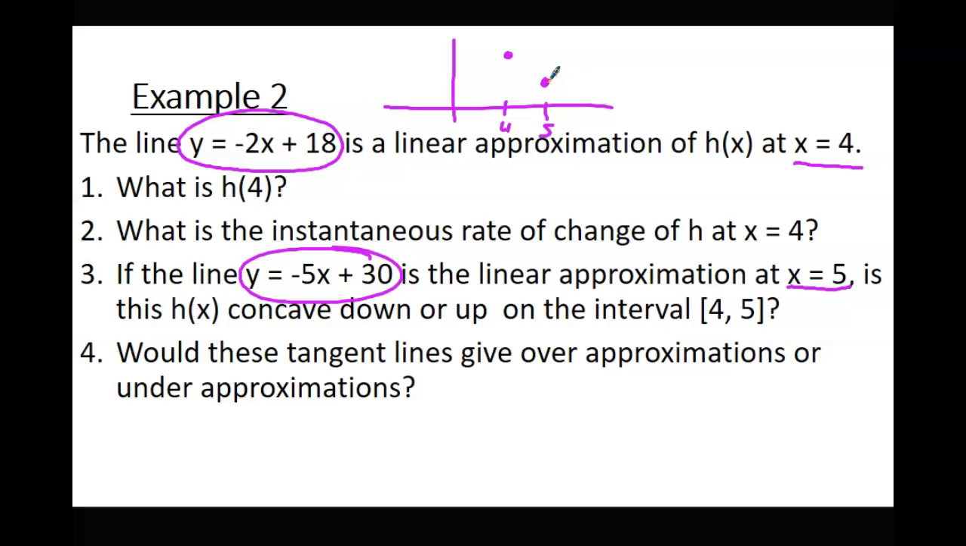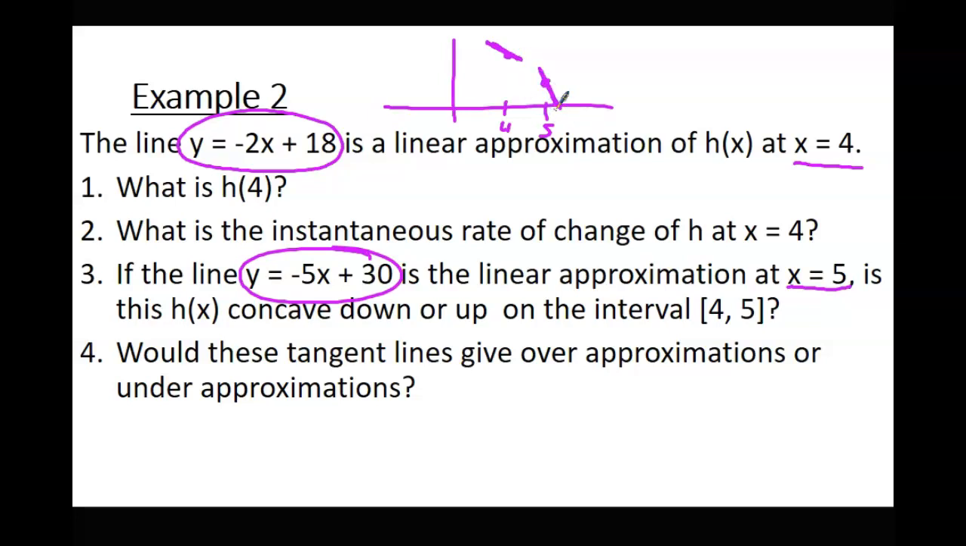Now, it's possible, though, for a function to be curving up here, isn't it? Technically. But it could also be doing this. So we don't really know the concavity just because it went from higher to lower. But what did we know? What about the slope? My first slope was what? -2. What was my next slope? What would that look like?